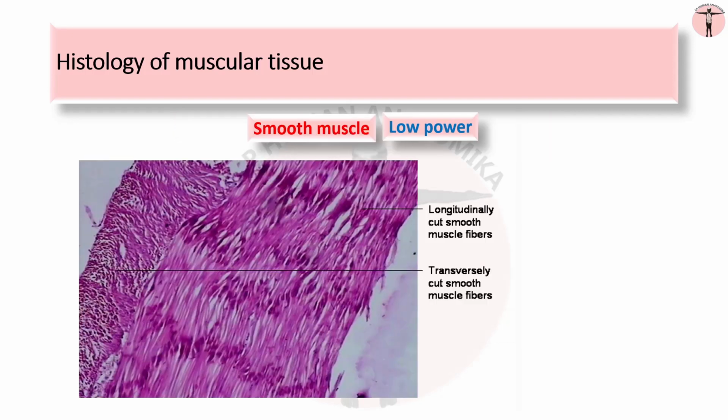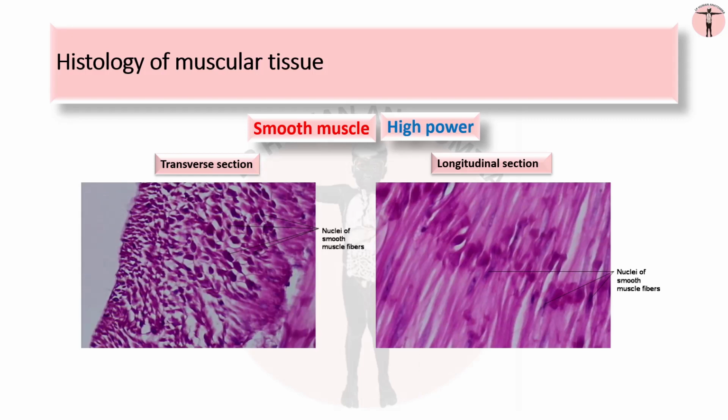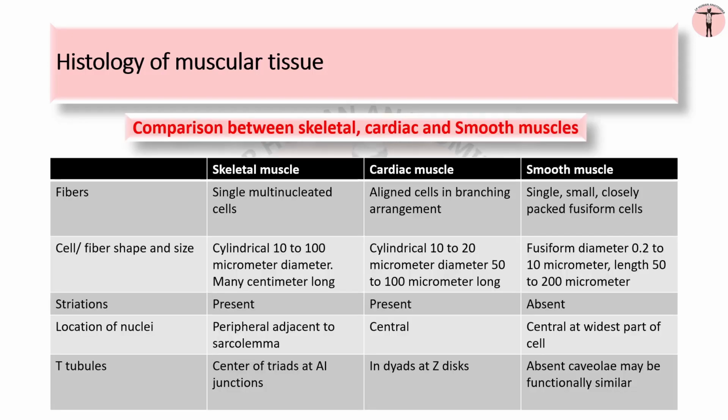This is the photomicrograph of the section of smooth muscle under low power of the microscope, showing the longitudinally cut smooth muscle fibers and transversely cut smooth muscle fibers. This is the photograph taken under high power to show a magnified image of the transverse and longitudinal sections. The next 4 slides give the comparison of features between all the 3 muscles. You can pause the video and go through all the features.